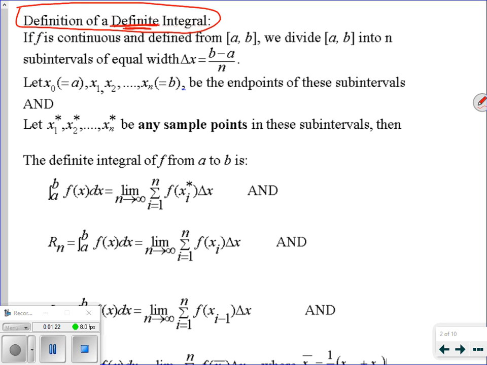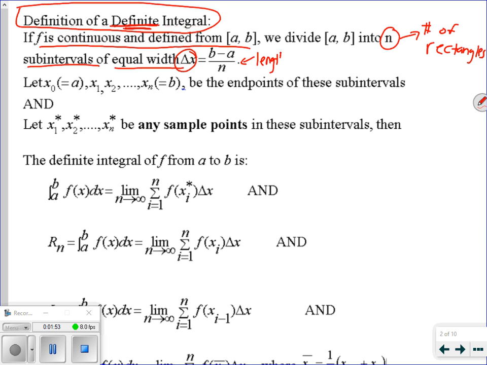Okay, here's the criteria. If f is continuous and defined from a to b, we divide a to b into n subintervals of equal width, which we call delta x, and that's (b minus a) over n. And if you think back to our last lesson, that is just telling us n is the number of rectangles. And that (b minus a) over n is just going to be the length, or the base, of each rectangle.